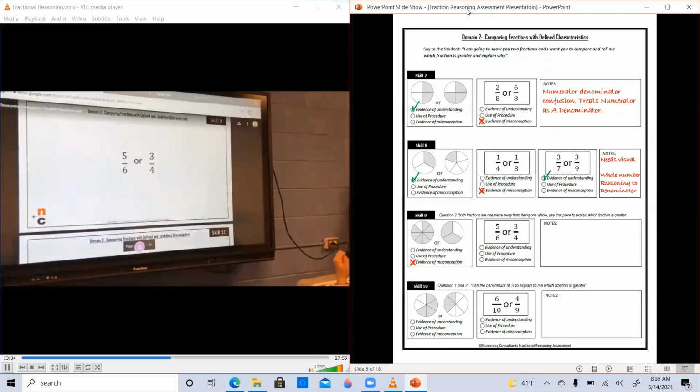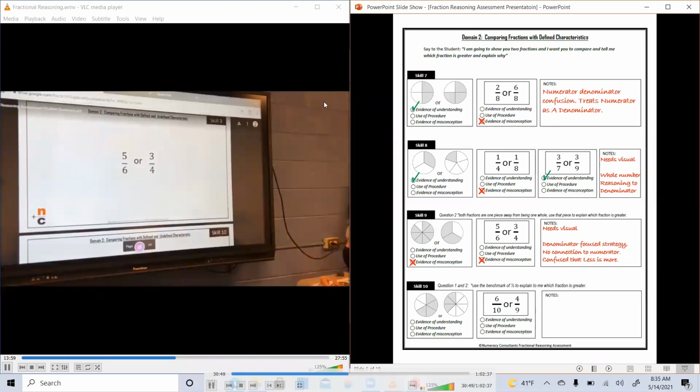3/4, because 3 would be larger than 5, because like it could be a triangle pizza. It would have three triangles out of 4. So you ate one, but you have 3 left. And you ate one out of the 5/6, and you would have 5 left. Then the pieces would be smaller because there would be like more that you would need in all. So 3/4 is bigger because it would have larger pieces. Okay. Again, he has a denominator focused strategy. There's no connections to the numerator.